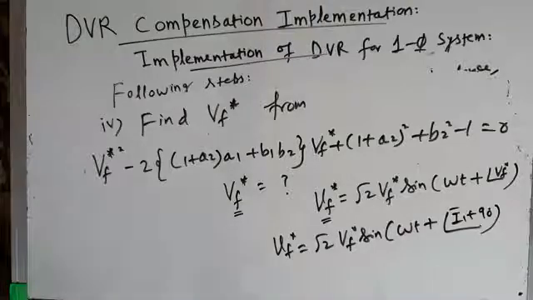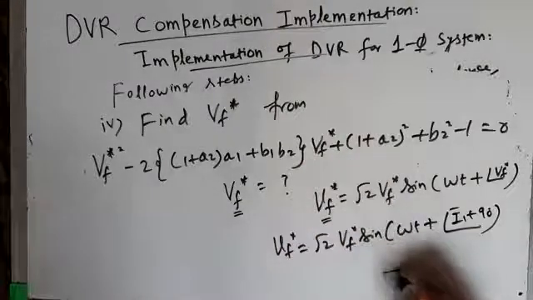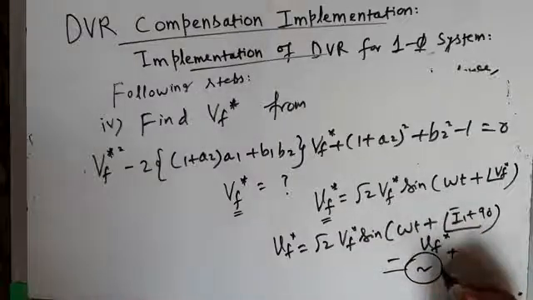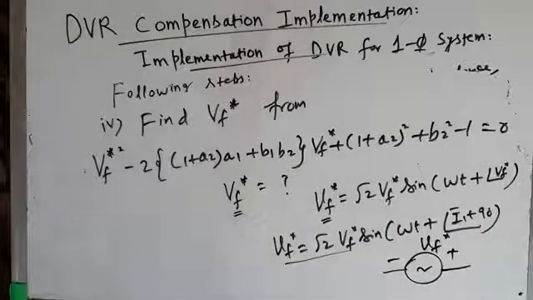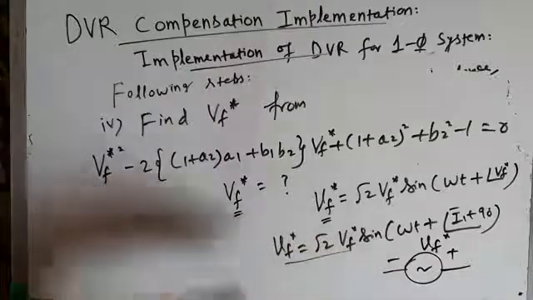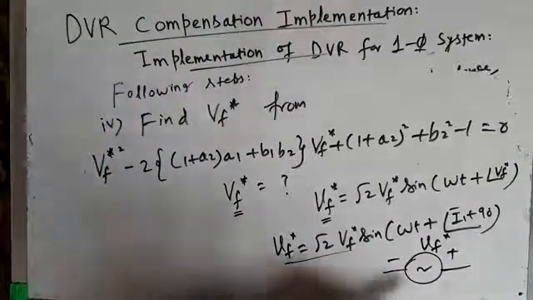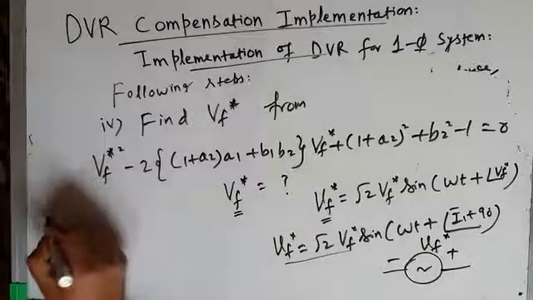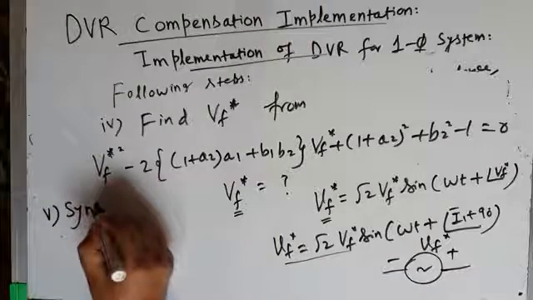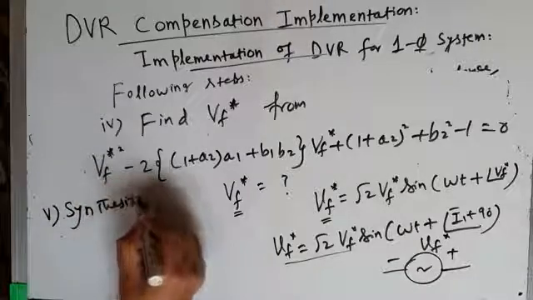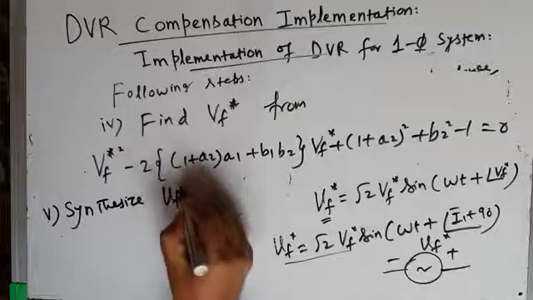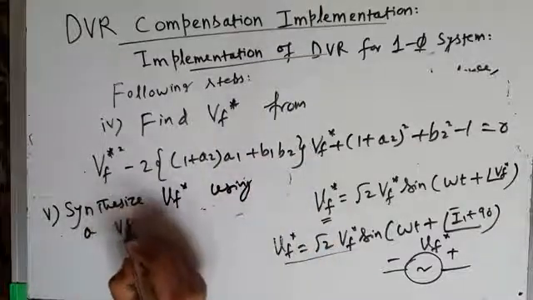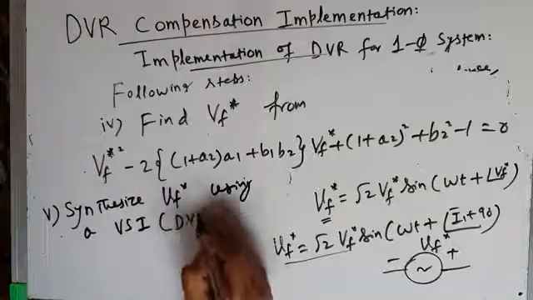So substitute in this, you will get the nature of the compensation voltage. Now the question is how to inject this. Therefore you have to synthesize a voltage source like this, which will inject Vf star, which is given by this equation. And how did we get this Vf star? From these 4 steps. Now how to synthesize this Vf star, this voltage source? That is step number 5. Synthesize Vf star using a voltage source inverter, which is called DVR, dynamic voltage restorer.